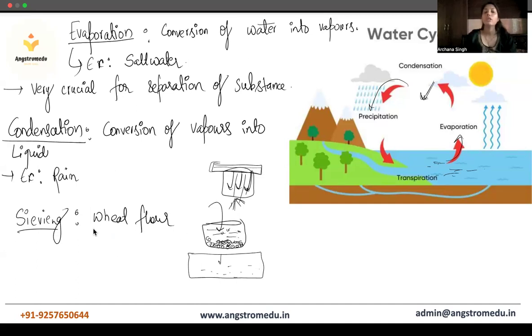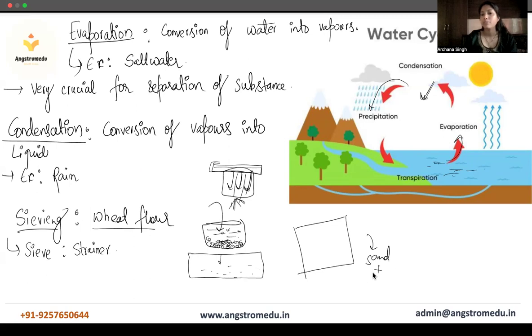So sieving is also one of the processes where we separate impurities with the help of a sieve. A sieve is nothing but a strainer, you can say, a strainer of different sizes. Now, at a construction site, you might have seen sand.